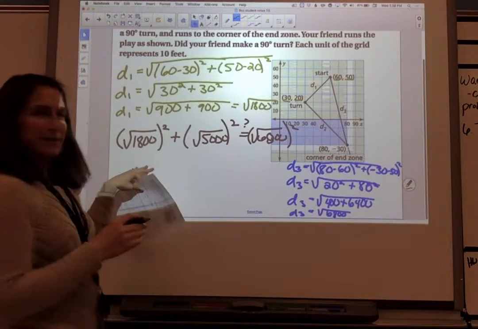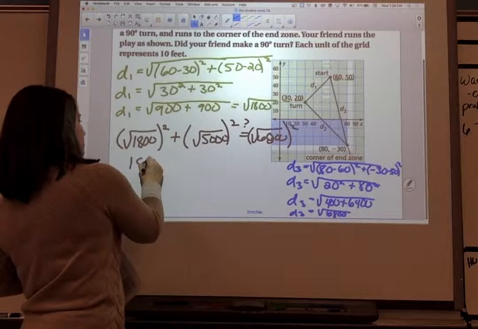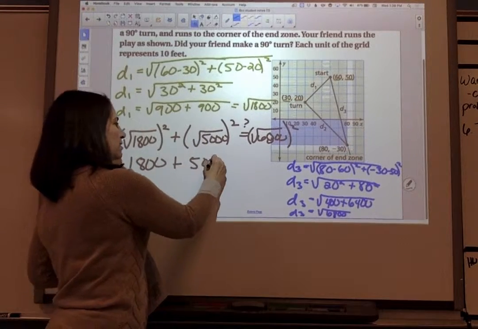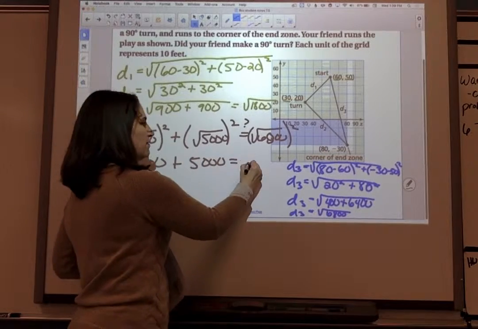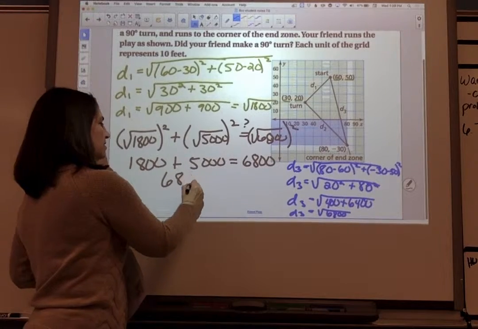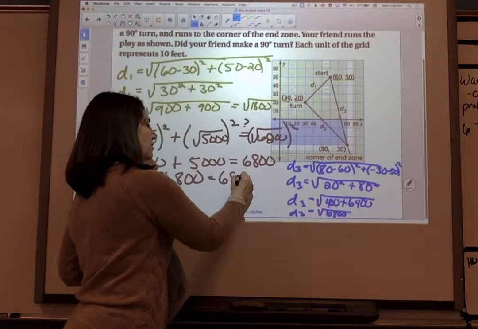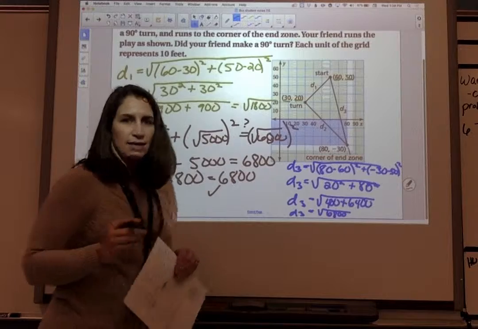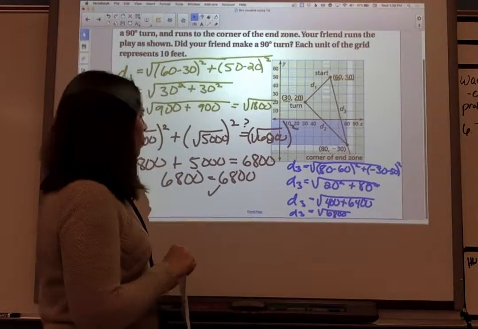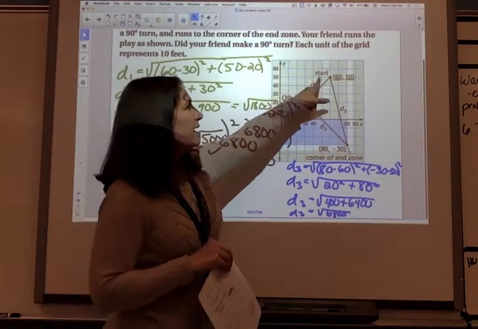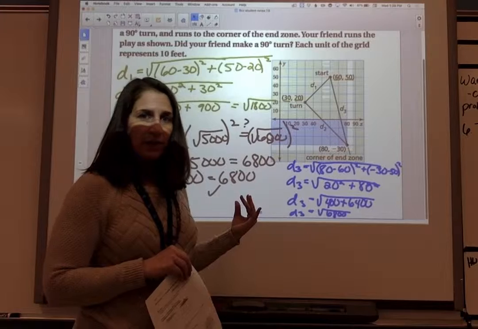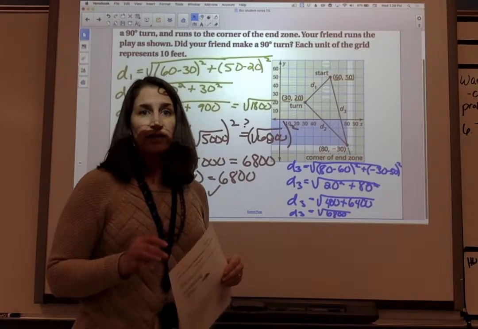The square root of 1,800 squared is 1,800. The square root of 5,000 squared is 5,000. And I want to see if that's equal to 6,800. If I simplify this, I have 6,800 equals 6,800. And yes, that in fact is true. So we can show by finding the lengths of each side using the distance formula and then using the Pythagorean theorem, we showed that this was in fact a 90-degree angle.